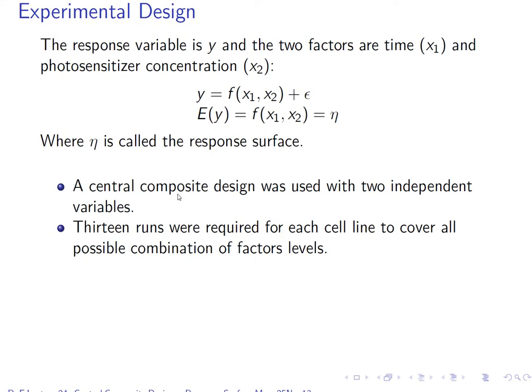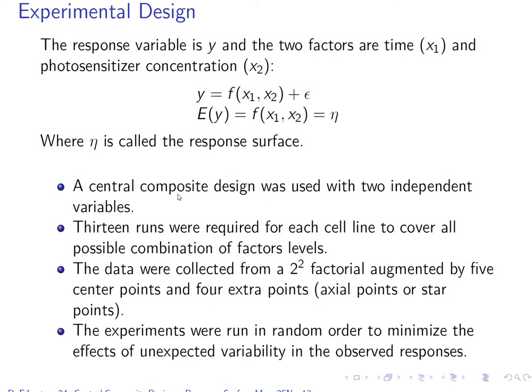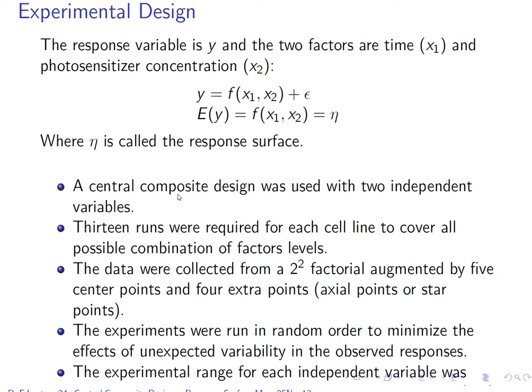Now we haven't said whether they're axial or whether this was face-centered, but suffice it to say, let's assume the most general case of a central composite design, so some were on the face, some were beyond. The data were from the original two-factor experiment, 5 center points and 4 axial points. And of course, as we all know by now, one of the 3 R's, you randomize the order of the experiments to minimize variability in the response.